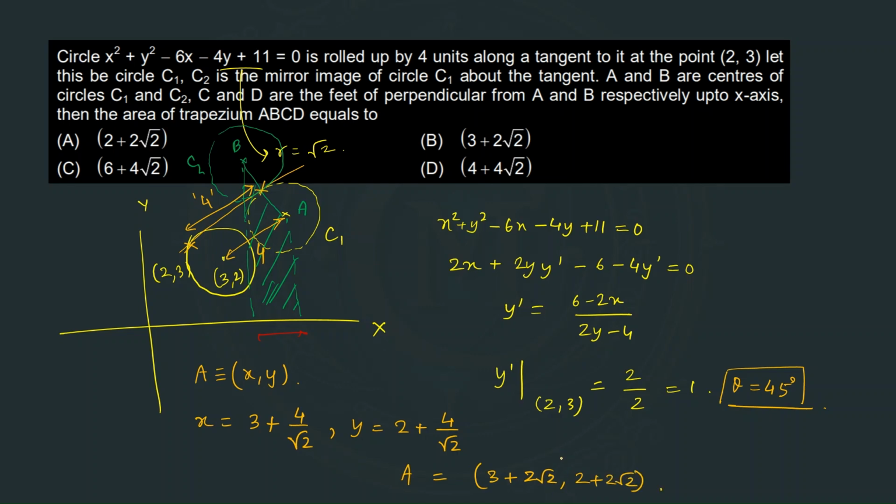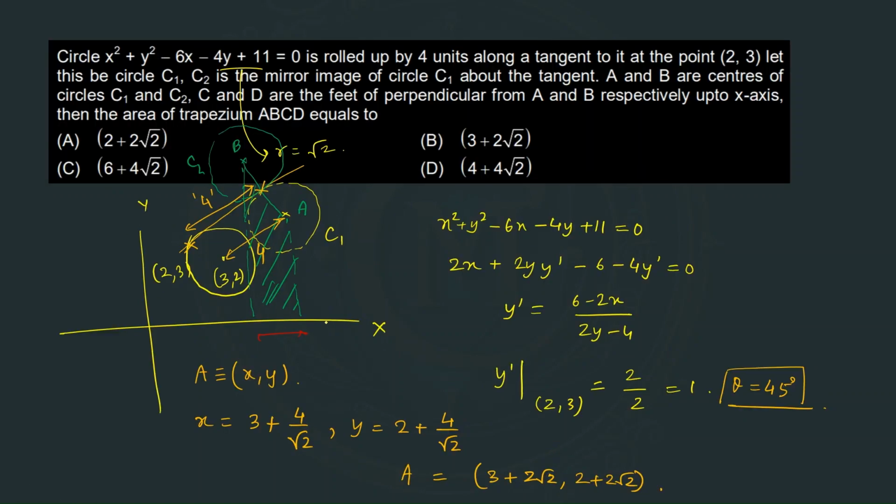Now we have to find the coordinates of the point B as well. If we draw the diagram a little bigger on this page, this is the circle C1 and this is the tangent to them.